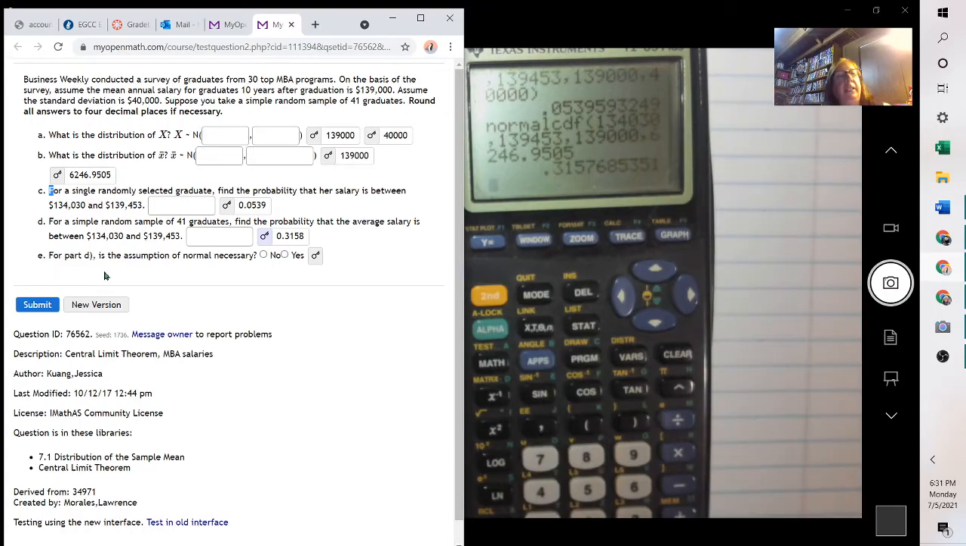For part D, is the assumption of normal necessary? No, the assumption is not necessary because our sample size was 41. As long as it's greater than 30, and it was 41.